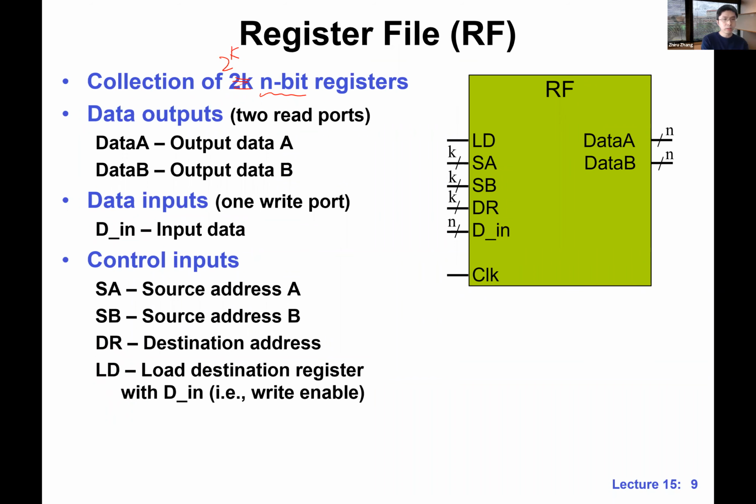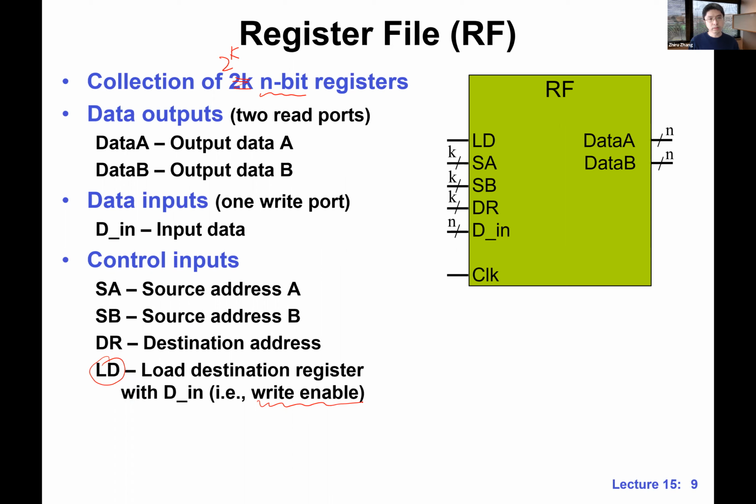LD is basically write enable. If LD is 1, it means that we are actually writing something back to the register file. We are changing the state of the register file. Otherwise, if LD is 0, we are not writing anything.